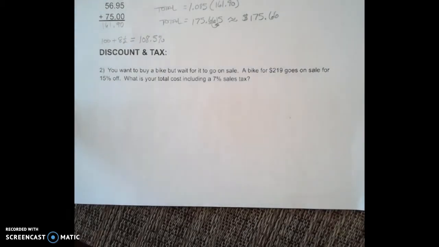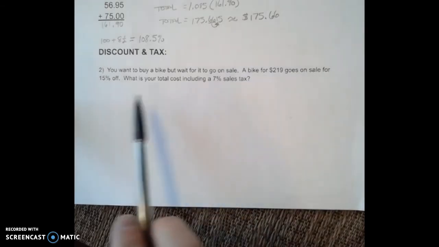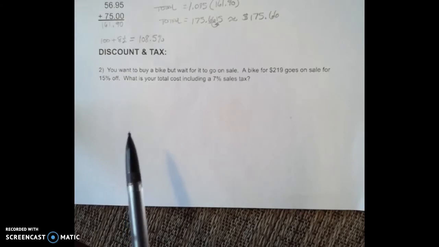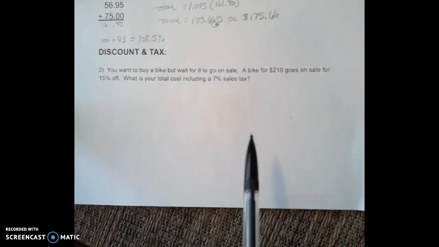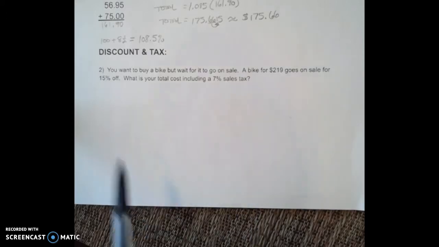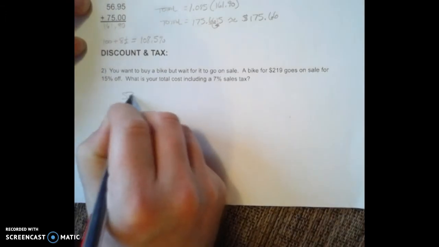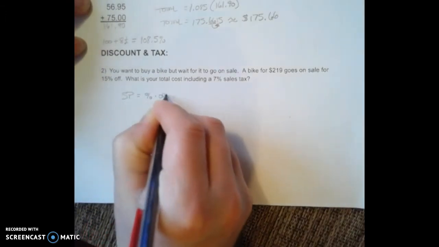In the next question, we have a problem that includes discount and tax. You want to buy a bike, but you wait for it to go on sale. A bike that regularly costs $219 goes on sale for 15% off. What is your total including a 7% sales tax? Now unlike the last problem, I can't just combine these percentages because the discount is going to be based off of the original price of the bike, but the tax is going to be based off of the subtotal, which is the discounted price. So I can't combine the percentages here. So this is going to be a two-step problem. I'm first going to calculate the sale price. Sale price is equal to a percentage of the original cost.